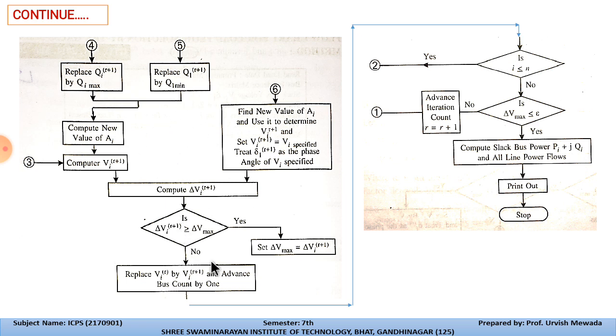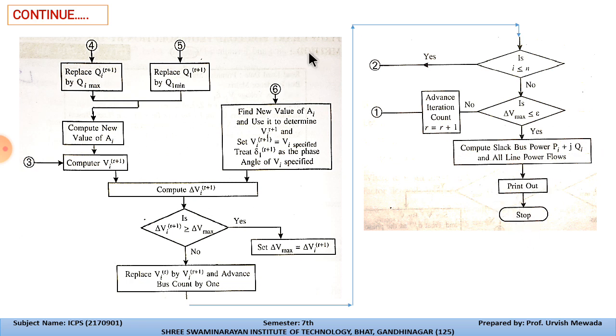From the values you find when the PV bus is there, we can find out the Q and delta. From those values we can compute the slack bus power, that is Pi, jQi, the apparent power of the slack bus, and all line power flows. And then, after all the data has been calculated, take the printout and stop.